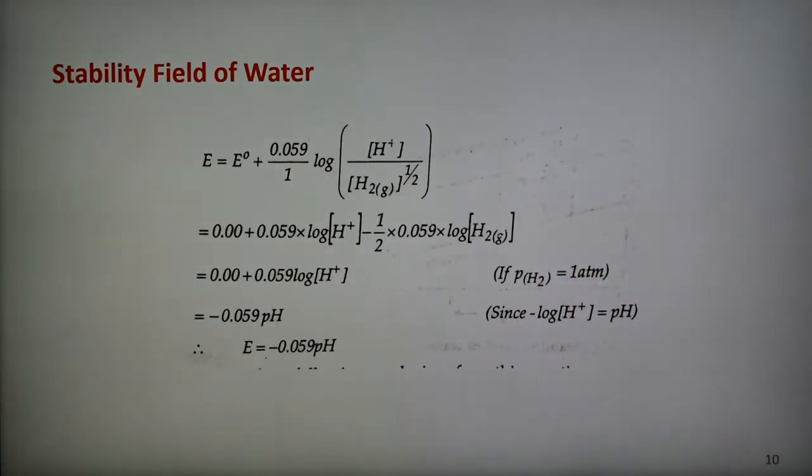From this equation we can also draw some conclusions. This is also the equation of a straight line of the form y equal to mx, where y is the EMF in volts, the slope m equals minus 0.059 and x equals pH. This straight line passes through the origin and has a negative slope. The slope is equal to that of line AB, so it is parallel to line AB. With an increase in pH, the potential goes on decreasing. This gives the lower boundary of the stability field of water. Any substance having a lower potential than this can reduce water to hydrogen.